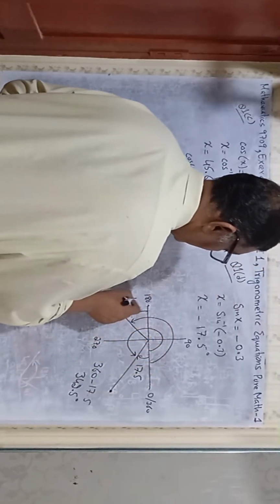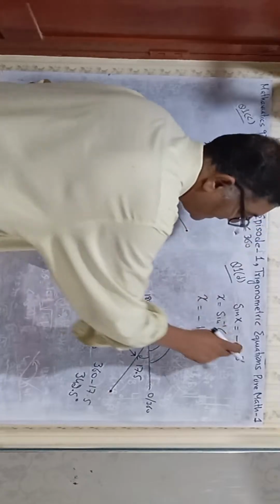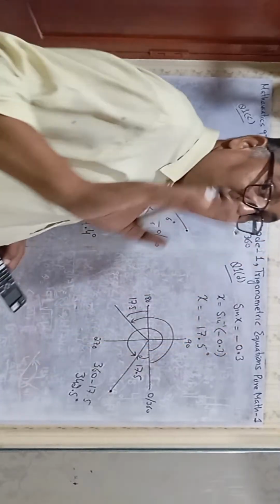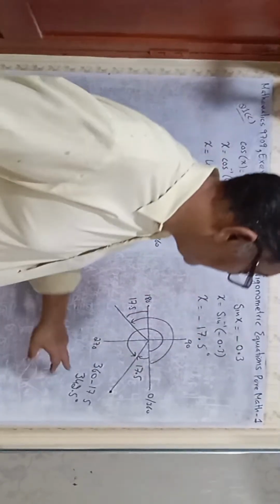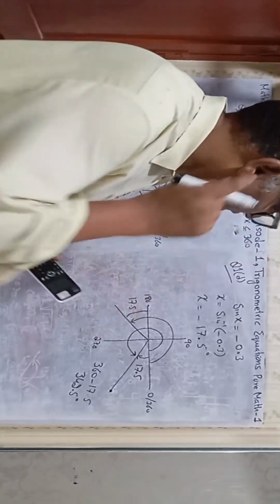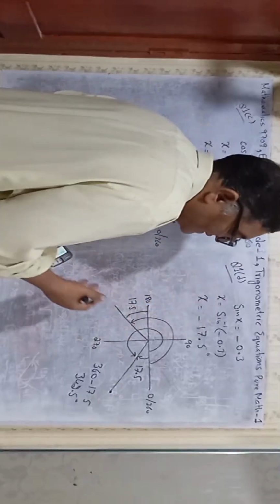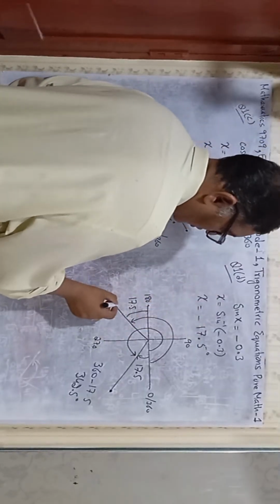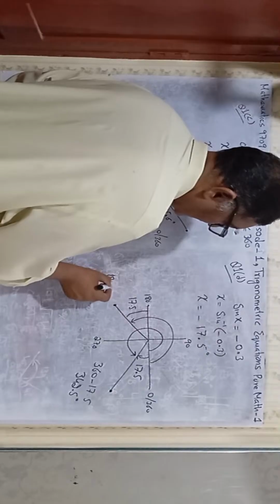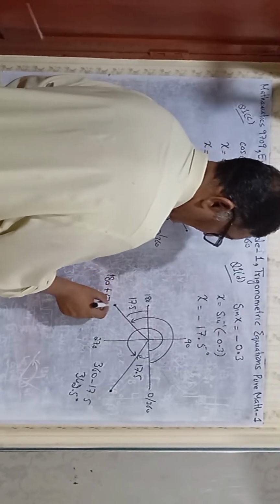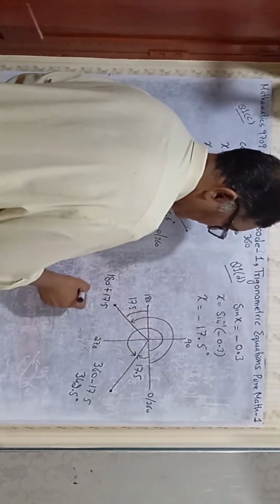This base angle will also be 17.5. You see, this is negative. So sine is negative in 2 quadrants, in the fourth quadrant and in the third quadrant, because the angle I got is minus 17.5. So this is my base angle. On this basis, I'm going to tell you how much this is. This angle will be 180 plus 17.5.